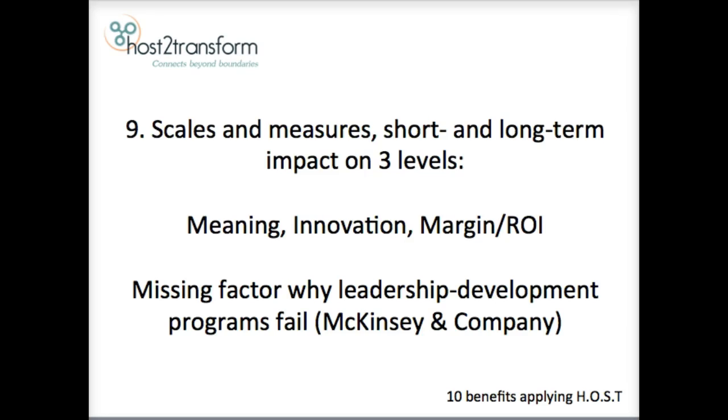Okay, the ninth reason why you should apply H.O.S.T is, yeah, it scales impact. And we define impact in the categories of meaning, innovation, and margin, because it's easier like that, because there's so much stuff happening because of those sessions. It's easier to categorize it. That's why we use framing, right? So I'm also the art of stealing in terms of framing. I frame as well. So meaning, innovation, and margin.